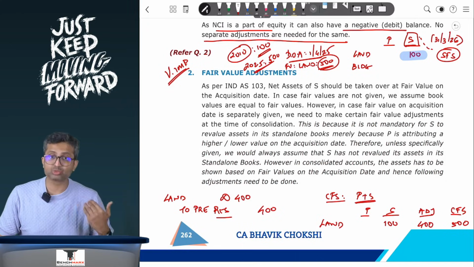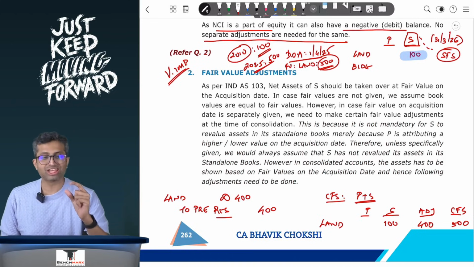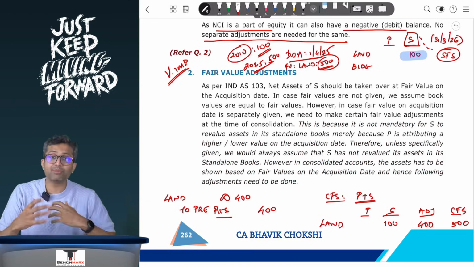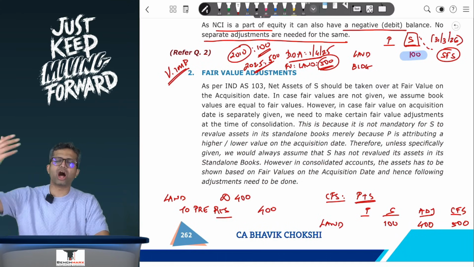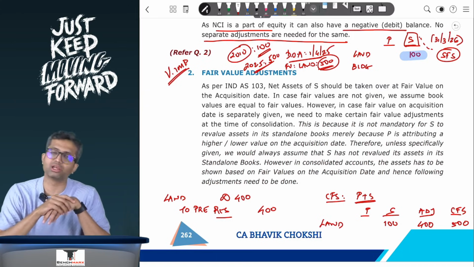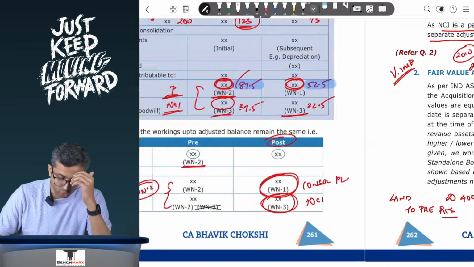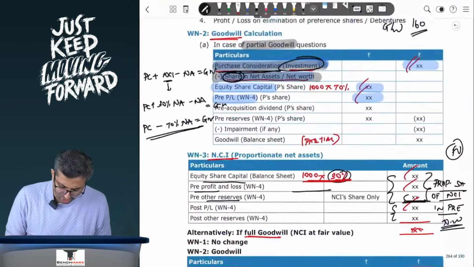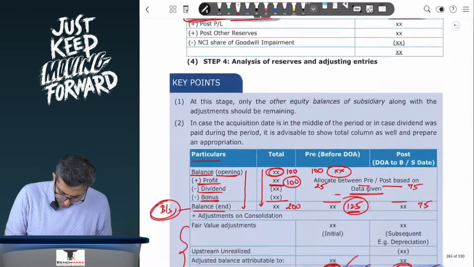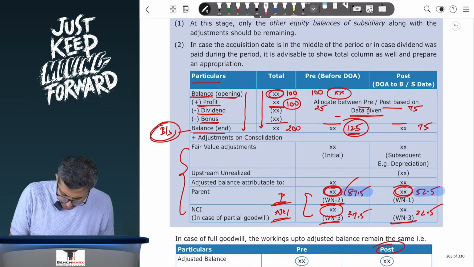The second effect is when you are analyzing the reserves, your net worth as on the acquisition date would be increased by 400. Why? Because the net assets were higher as compared to what is there in your books by 400. So the net worth will also be higher by 400. And thereby, when you look at these adjustments, the fair value adjustments, you will say that as on the acquisition date, over here, adjustments on acquisition, there will be fair value adjustments, initial adjustments, which will impact the pre-column.